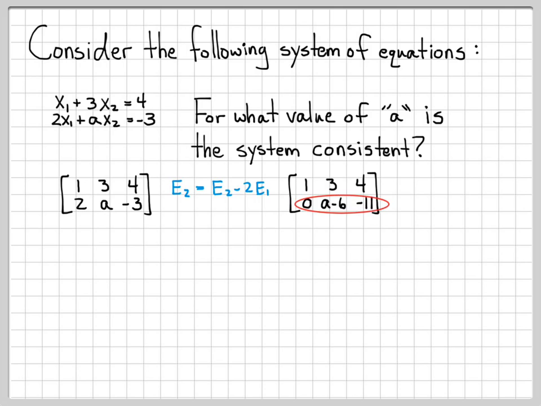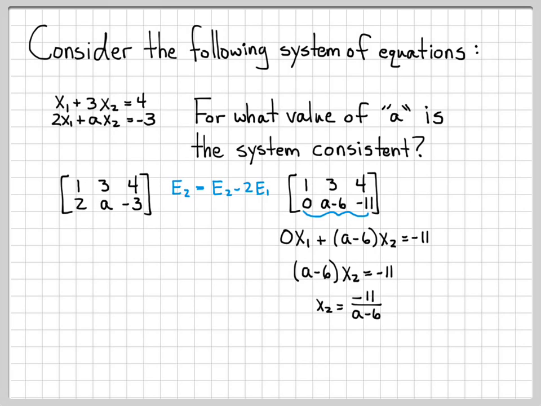If we write out what this equation means, it says 0x1 plus the quantity a minus 6 times x2 is equal to negative 11. Well, 0 times x1 is just 0, so this simplifies to the quantity a minus 6 times x2 equals negative 11. The way I like to think about this is what would happen if this factor a minus 6 was equal to 0. If this term was 0 in its totality, I'd have 0 times x2 equals negative 11, or 0 equals negative 11. So I'd end up with a contradiction. So I can't have a minus 6 equals 0.